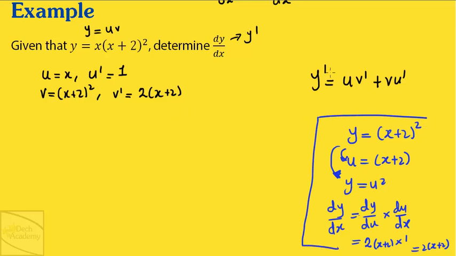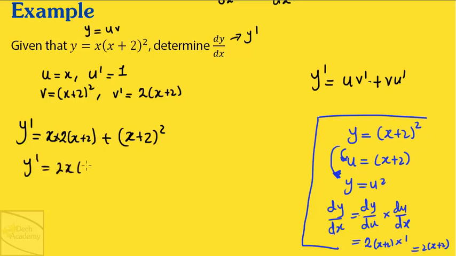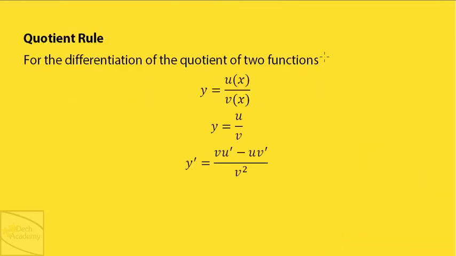But moving on, we're pretty much done because we now know that y prime is simply u times v prime, so x times 2(x + 2), plus v times u prime, this times 1, and anything times 1 is itself. So in short, what we have is 2x(x + 2) plus (x + 2)², which could be simplified further, but the whole point has been made. We've used the product rule to carry out a differentiation.